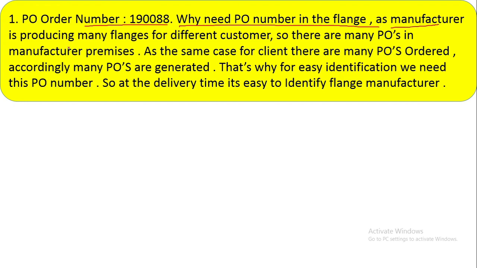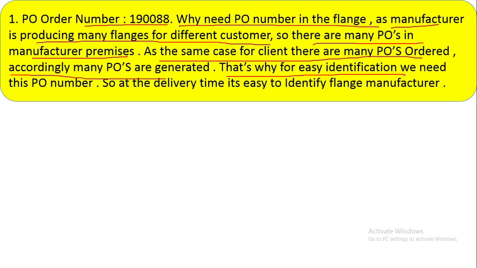As a manufacturer, you see the manufacturer is producing many flanges for different customers. So many flanges are being produced in the manufacturer's premises for different customers, so there will be many POs there. It is the same case for the client, where many POs are ordered to different manufacturers. In that case, if there is any identification, this is very good for us.